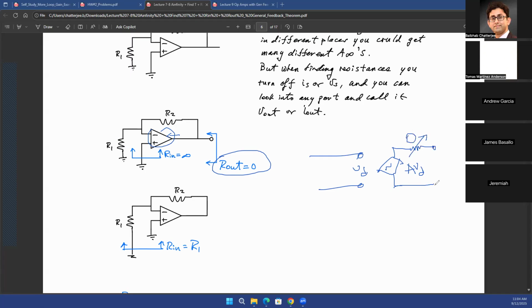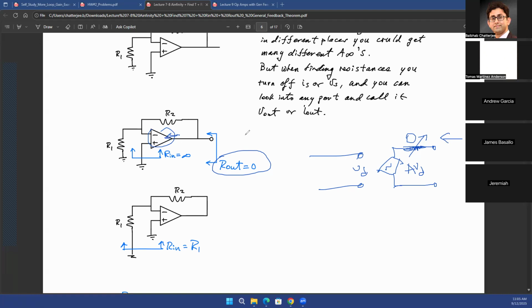So if you look into an ideal op amp's output port, what is the resistance that you're going to see? You're going to see 0 resistance, right? Because this resistance is 0, so it is as good as a short. And then you see this voltage source, which anyway has 0 resistance, right? Voltage sources have ideally 0 resistance. So looking into the ideal op amp's output port, you see 0 resistance.